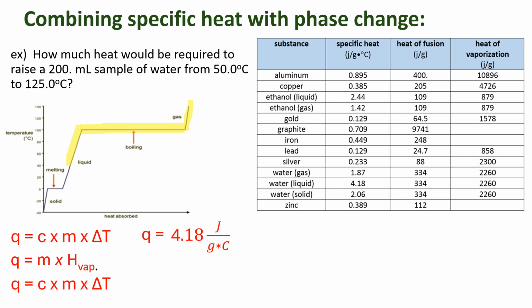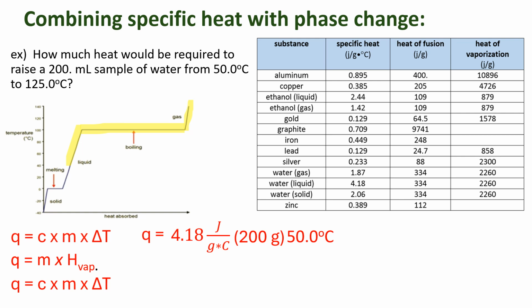The first step, Q equals C times M times delta T. It's liquid water at first. So be very careful. The specific heat of the 3 different phases of water are different. They're not the same. So we have to use 4.18 because it's liquid water. 200 grams is going to be our mass for each step, because that doesn't change. The mass of the water, 200 milliliters would be 200 grams. Then we're going to multiply it by 50 degrees.